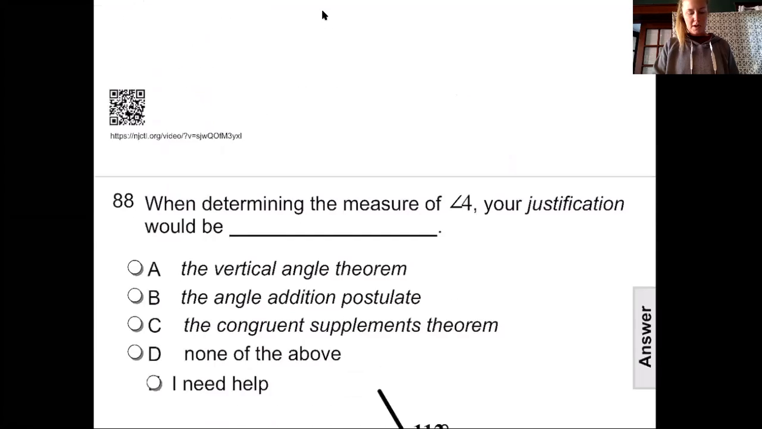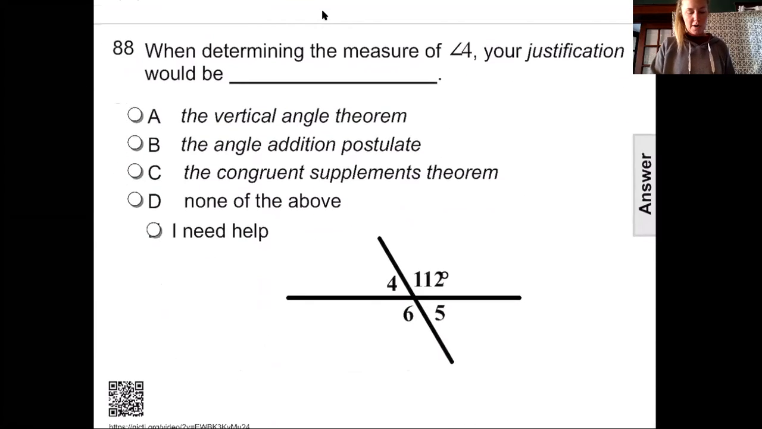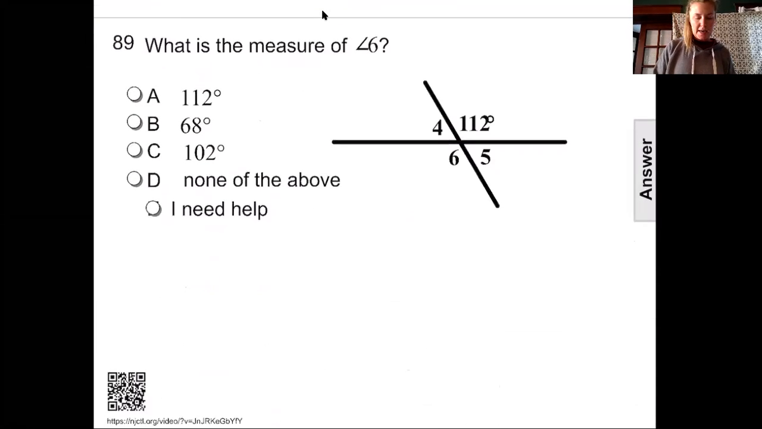All right. This one, justification for 4, if you put angle addition, that works, or this one because it talks about supplementary. Either one of those would be acceptable for me. Looking at 89.